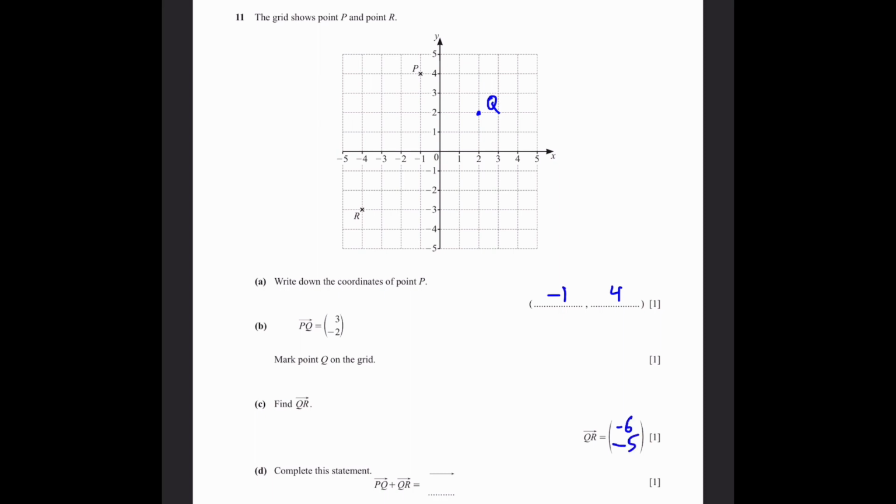D. Complete the statement. PQ plus QR with vector signs is equal to dash. There's also a vector sign there. So PQ plus QR. The same thing can be done with a different path by going PR. Whatever way you go from P to R, it's just a different path. Still, the starting point and ending point are the same in both. That means PQ plus QR is equal to PR.